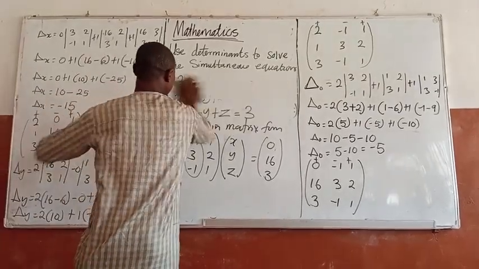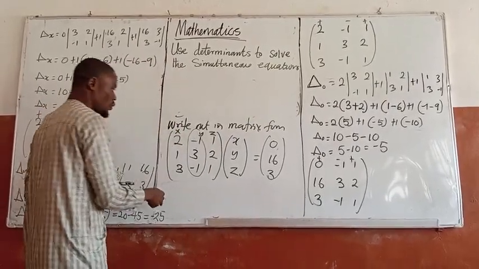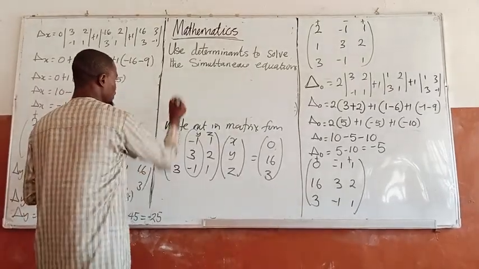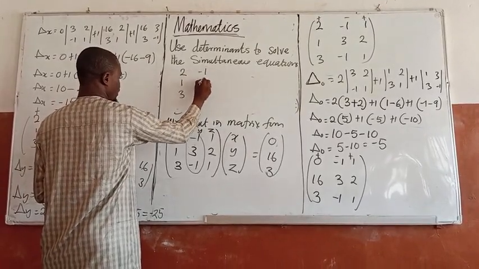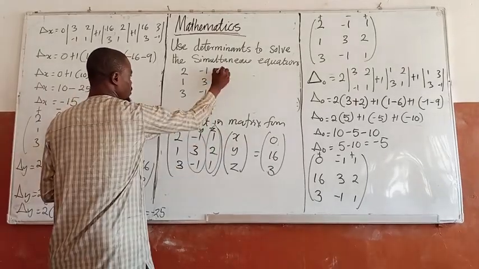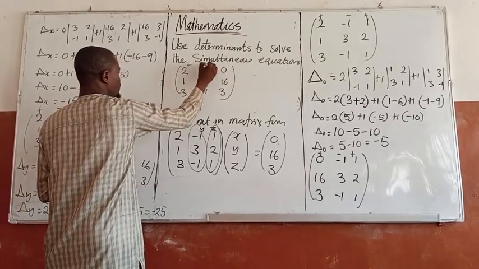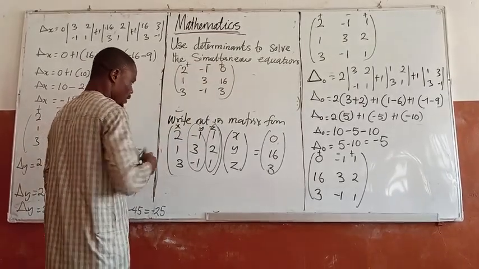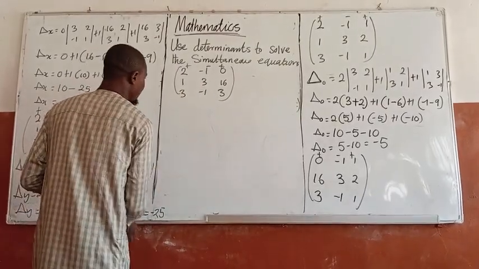For delta z, I'll use this one to replace it. That means x and y will be constant, which is 2, 1, and 3, minus 1, 3, minus 1. Then we will replace the z column by the answer 0, 16, and 3. This is what I have, then plus, minus, plus. So with this, I can now find my delta z.